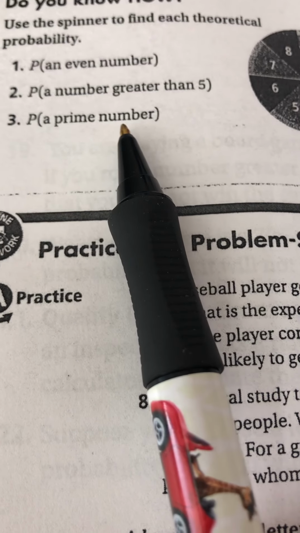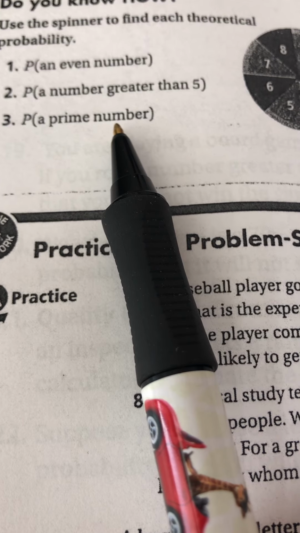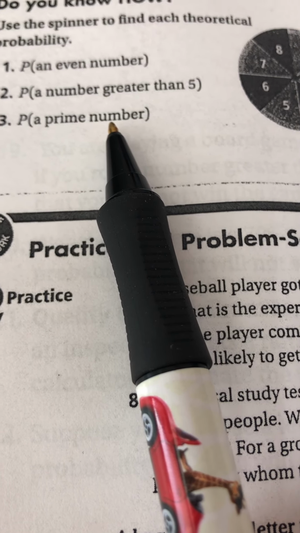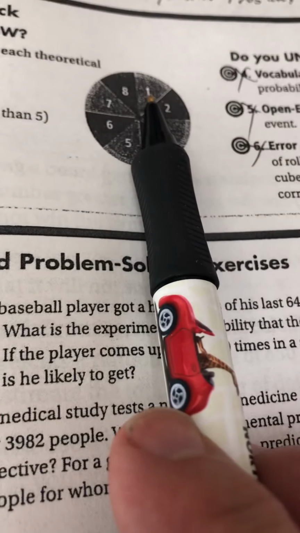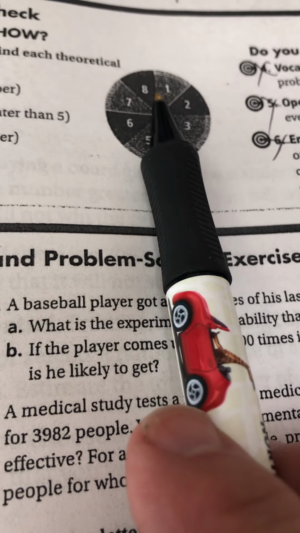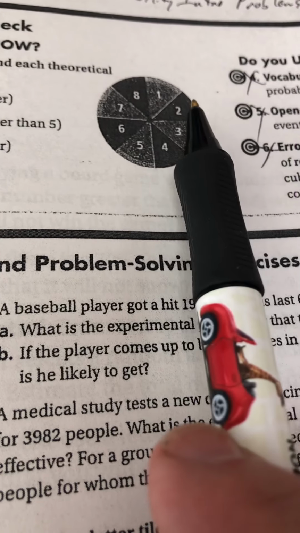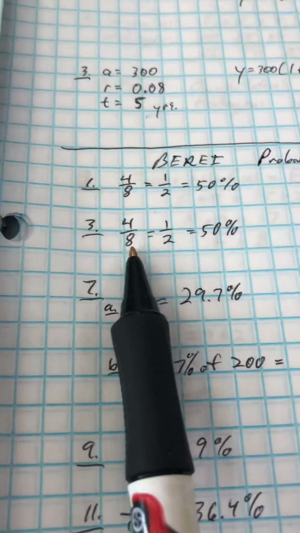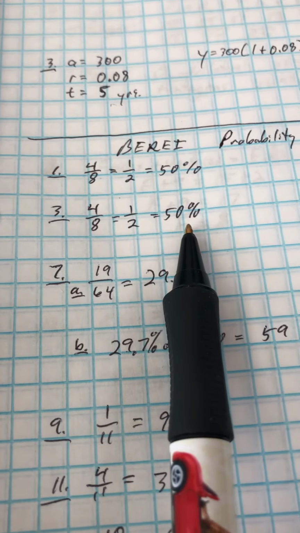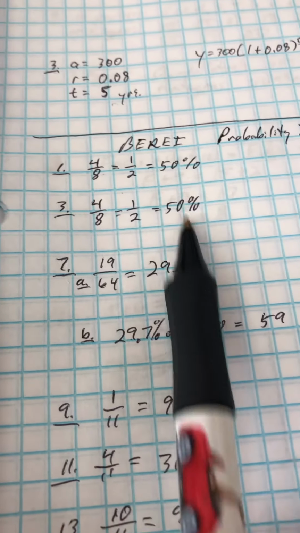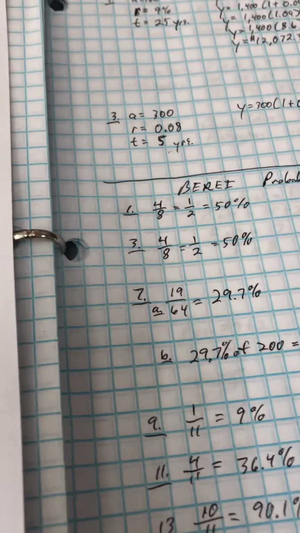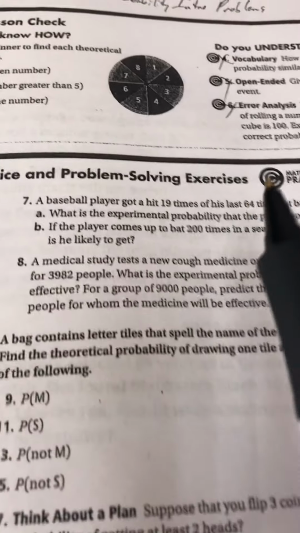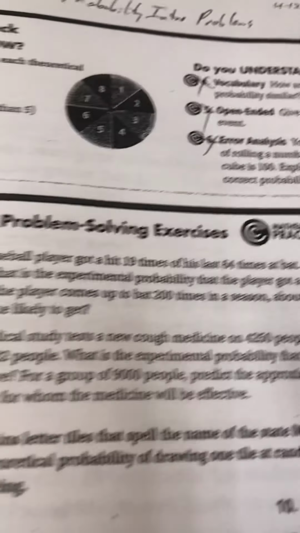Number 3, a prime number. There's a little bit of a question about whether 1 is a prime number or not, and it is not. So we just have 2, 3, 5, and 7. So that, once again, is 4 out of 8, or 1/2 equals 50%. I'm not sure if you have to go to percentages, but I did. So if you don't have to, then don't go that far. We didn't have to do 4, 5, and 6.